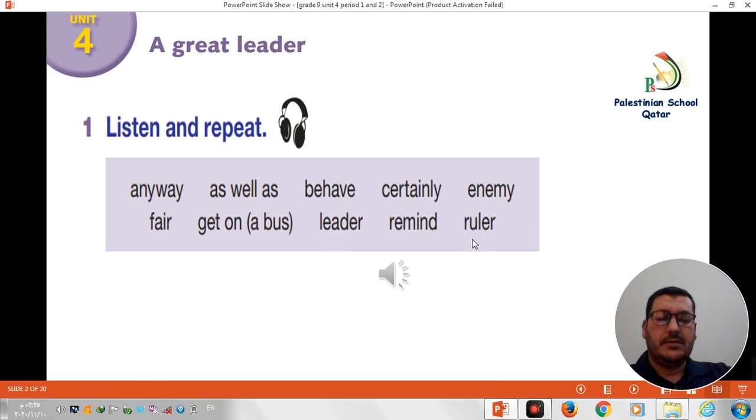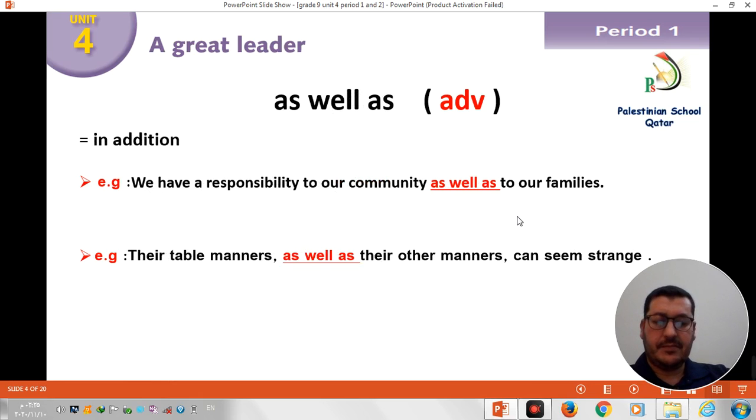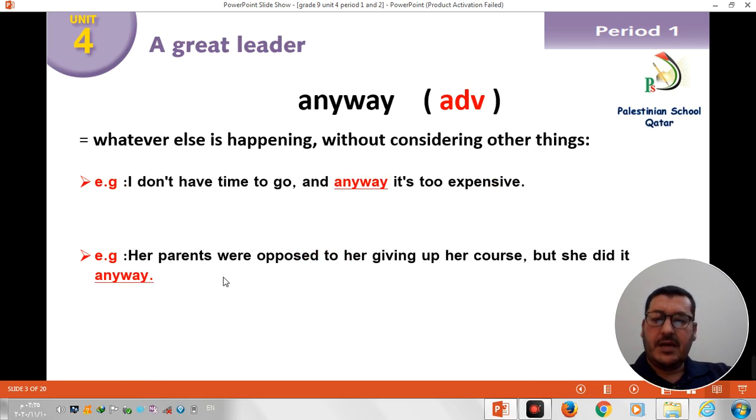Okay, the first one is anyway. It is an adverb. Whatever else is happening, without considering the other thing. For example, I don't have time to go, and anyway, it's too expensive. The other example, her parents were opposed to her giving up her course, but she did it anyway.